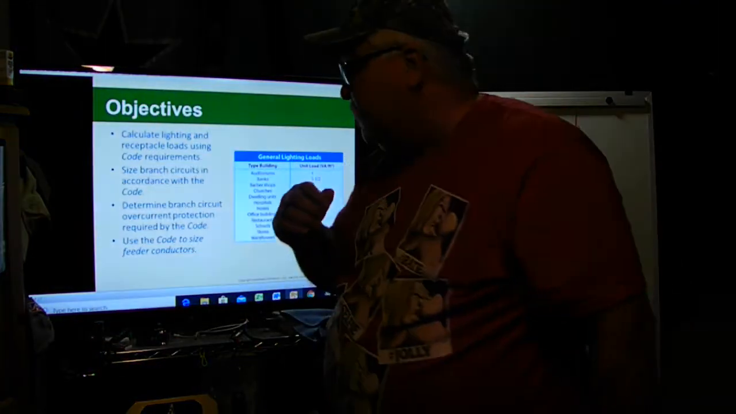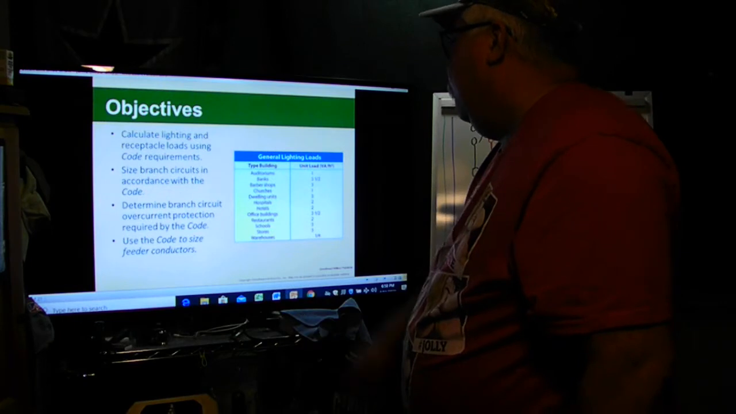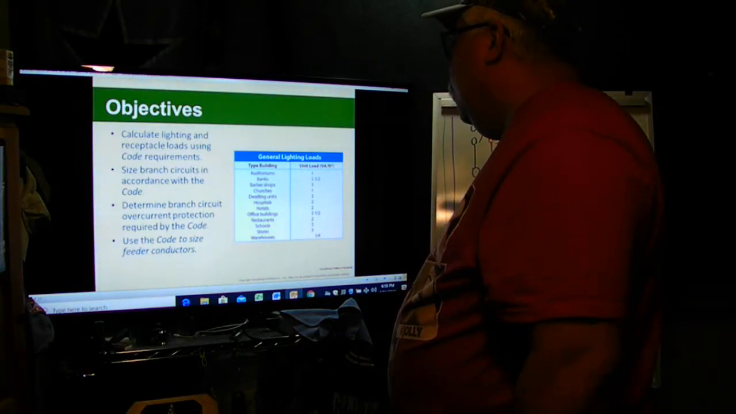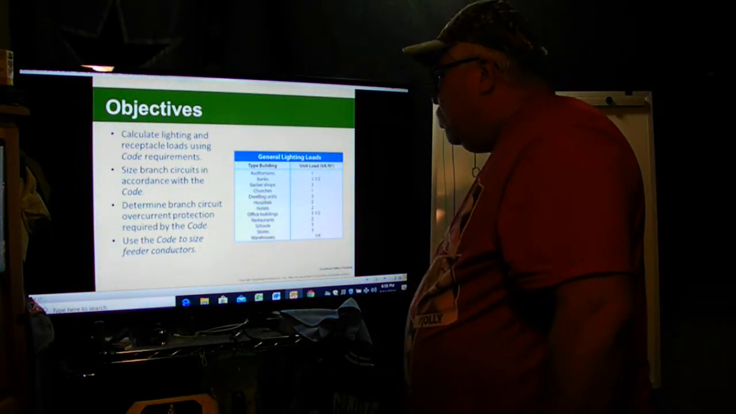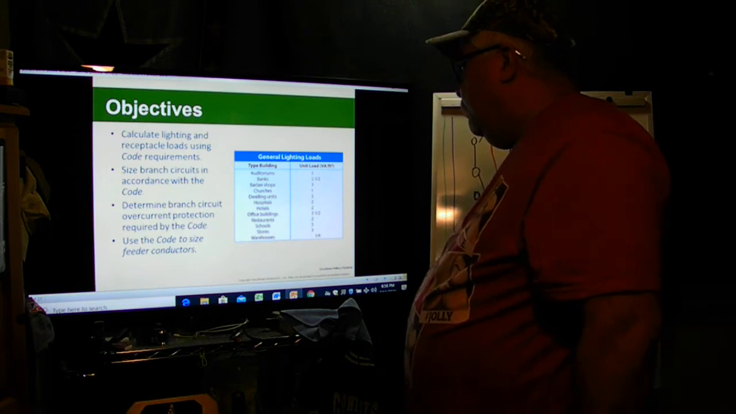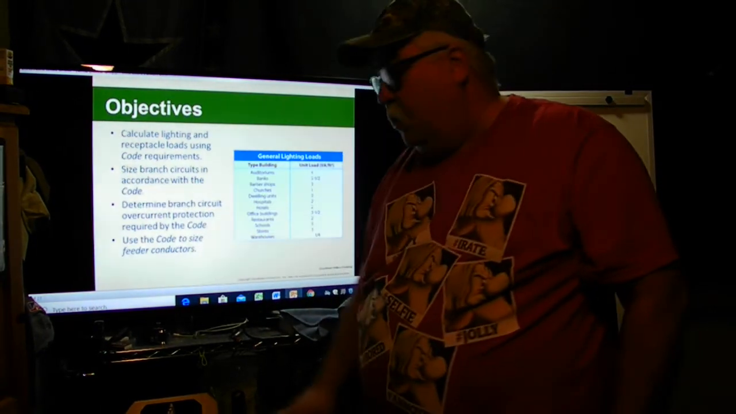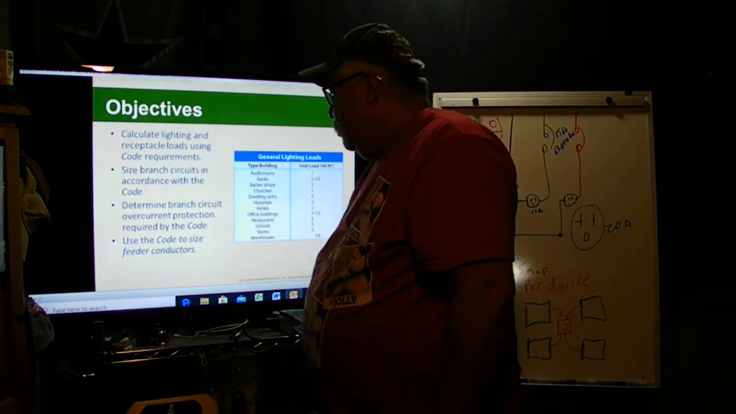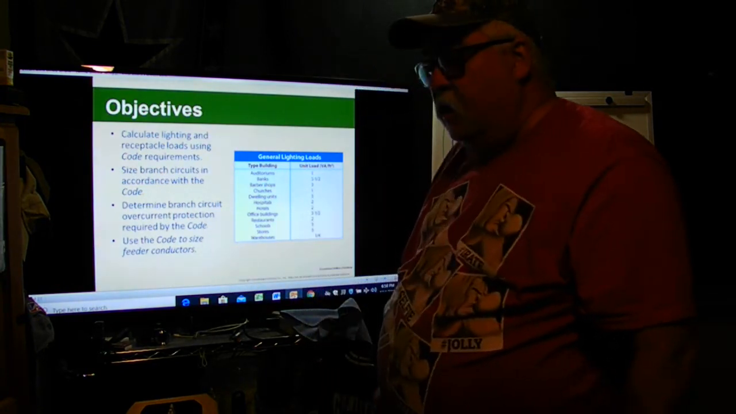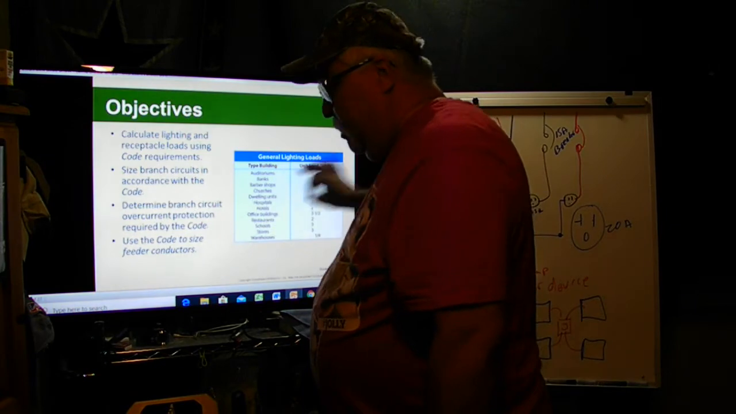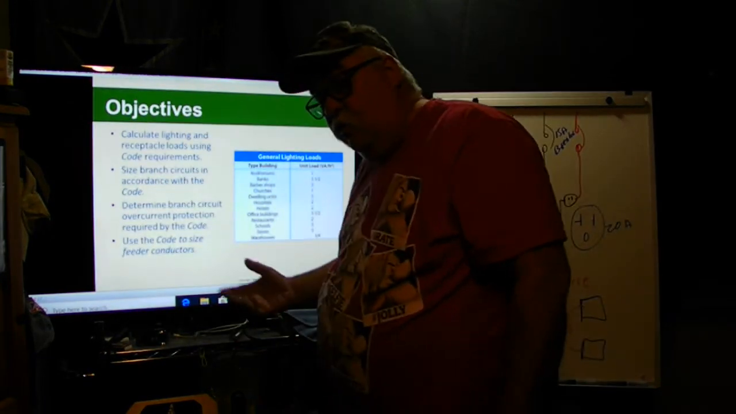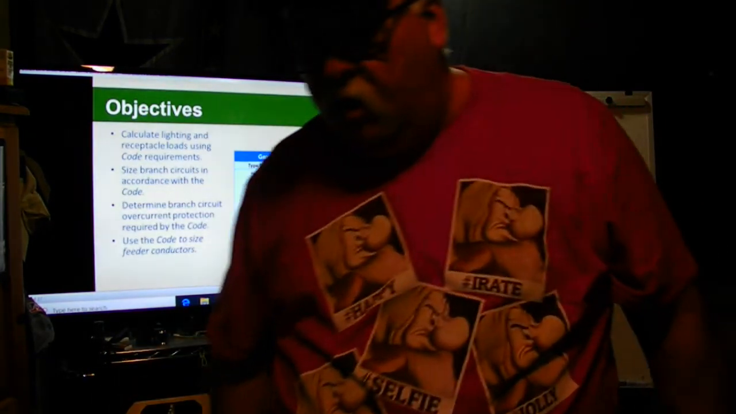Calculate lighting and receptacle loads using the code requirements. Size branch circuits in accordance with the code. Determine the branch circuit overcurrent protection required by the code. This is our breaker for our branch circuits. And use the code to size the feeder conductor. So when we go to that feeder or sub feeder, we have to size it to be able to handle the load that's being plugged in.